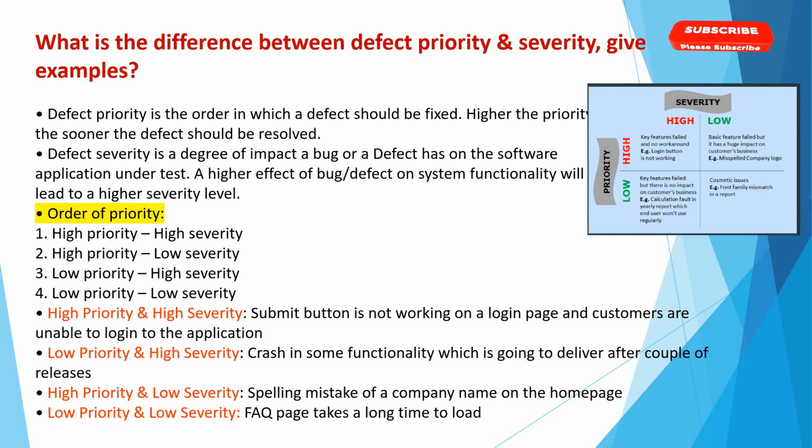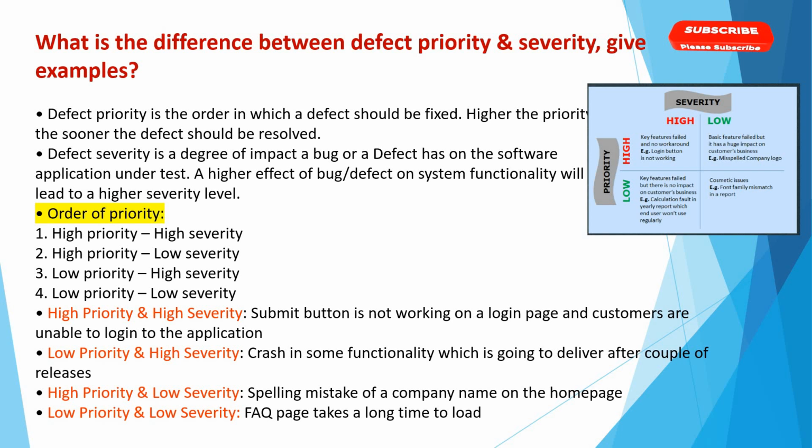Okay, low priority and high severity: a crash in some functionality which is going to be delivered after a couple of releases, but it's a crash, right? If the functionality is not working at all, they really have to work on it. The crash may affect other functionality as well, so this is high severity for them. But for us it's fine because it may come later, so it's not a priority for us. So for the tester it is a priority, for the developer it is a severity.